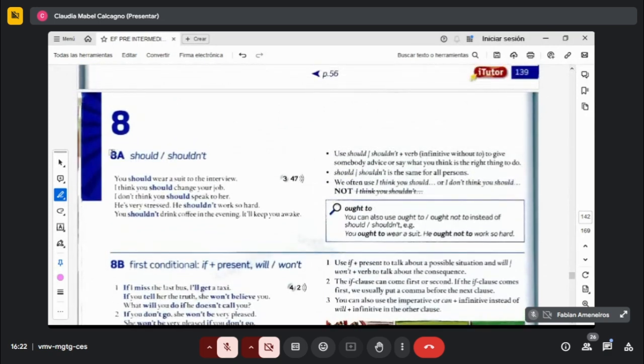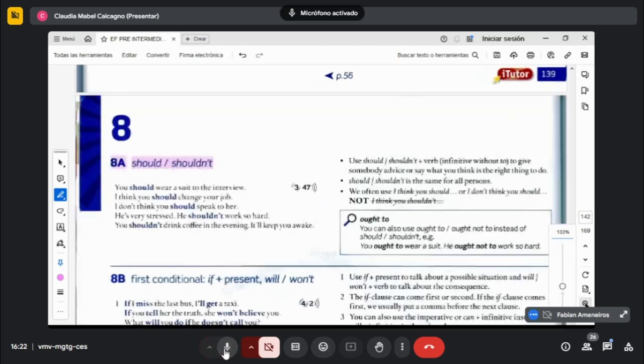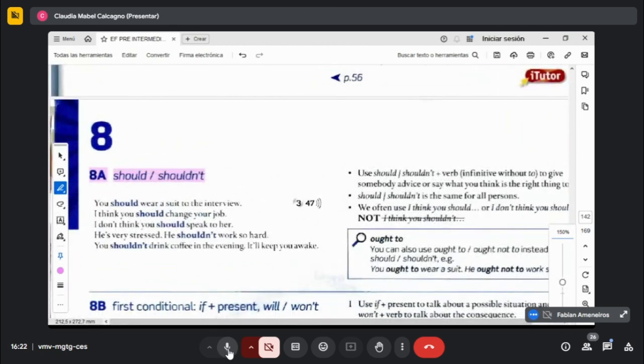Okay. 8A. Should, shouldn't. Right? So, who would like to read the examples here? Because we've got some examples, some sentences. Fabian? Okay. Fabian, read the examples.